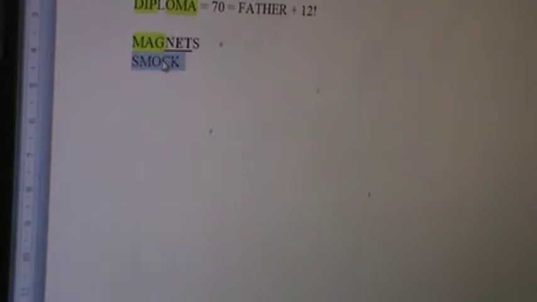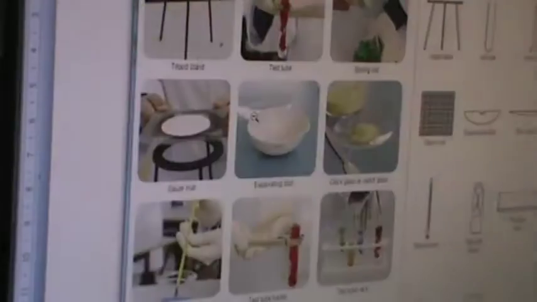Man, I got so many windows open. My mouse is struggling. Unless the batteries are going. Smock? Oh my goodness. Smock is Father plus three. And you can pop off the seat. What else?